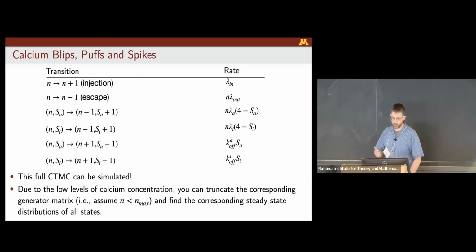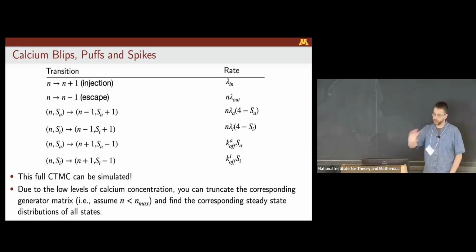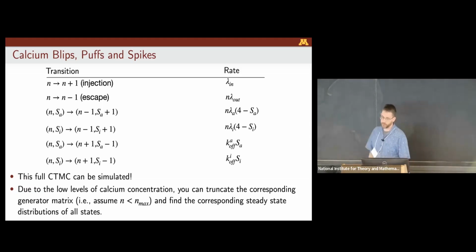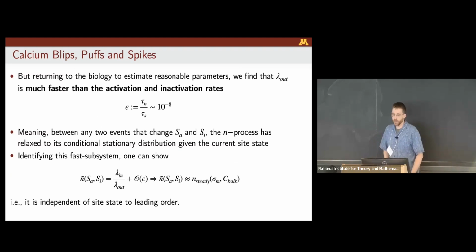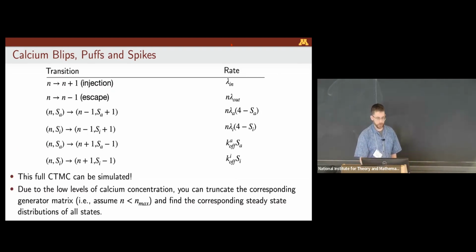So I have this full system, this continuous time Markov chain, and I can simulate this process, right? Before, it was numerically very prohibitive. I can at least now simulate this process here. But I want to get greedy. I want to see if there is any type of spatial scale or time scale that we can use to actually simplify this process a little bit more, because you can do it, but it's kind of a mess. There's still a lot of states to worry about. And it turns out that you can, because the rate of lambda out is actually much faster.